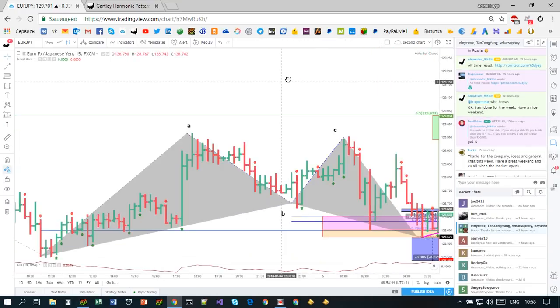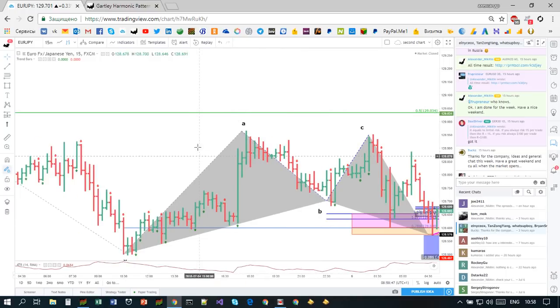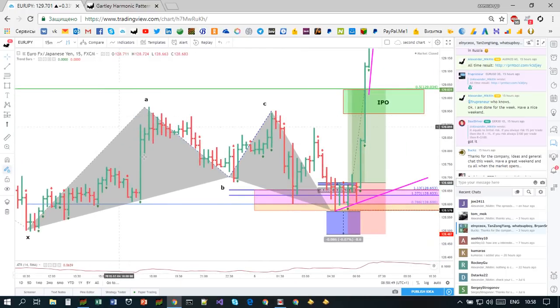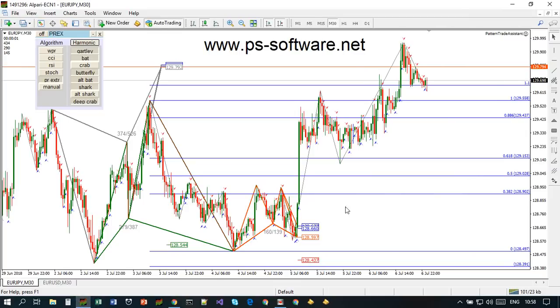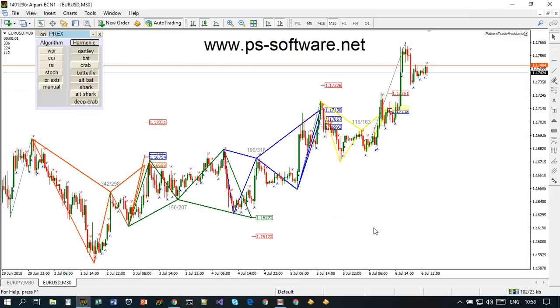Okay, now let's consider another situation. It was Euro USD, and here we have it. I will do it in my MetaTrader. So MPS 5 drew this pattern after this. You see, we had winner after winner. We had Gartley winner, shark winner, deep crab winner. Then we had this bear bat. And you think it was a loss? No. Look what happened.